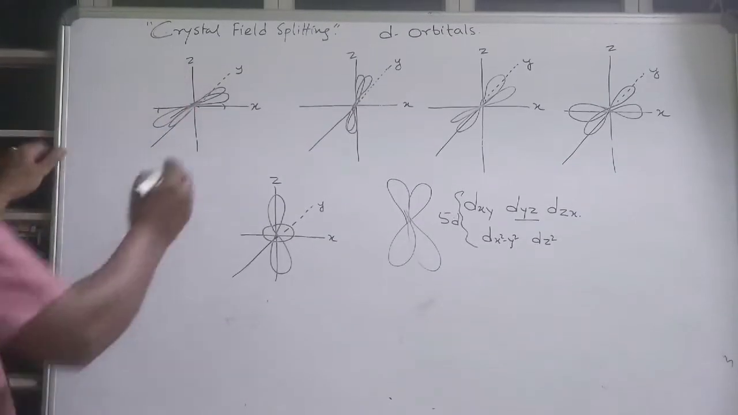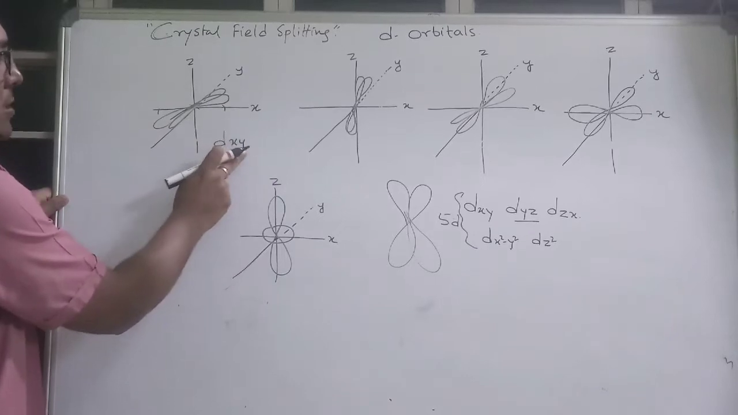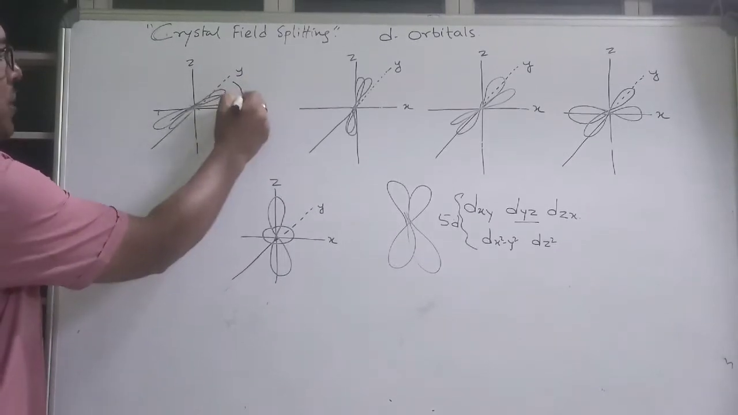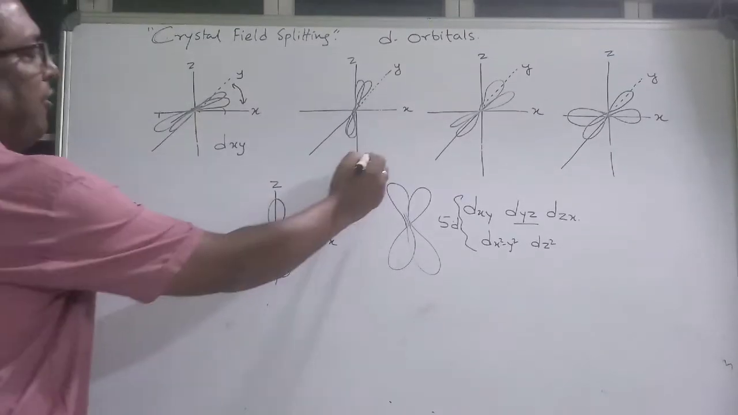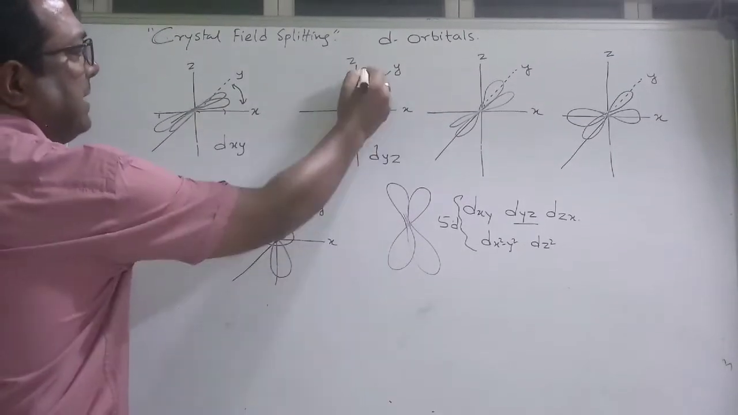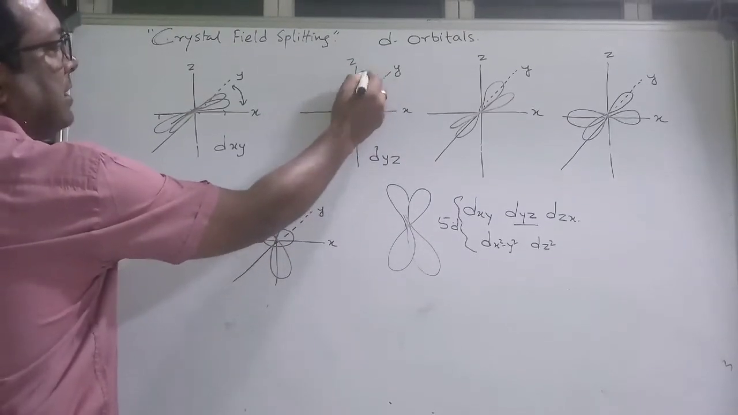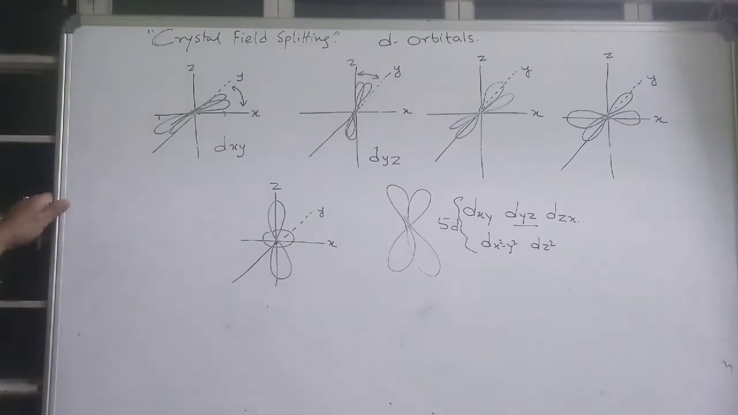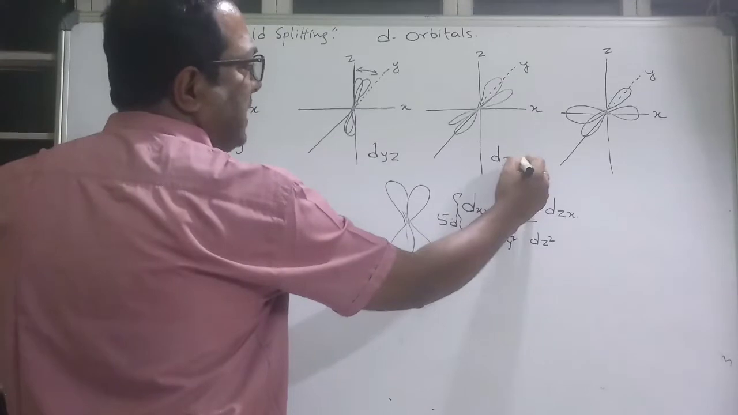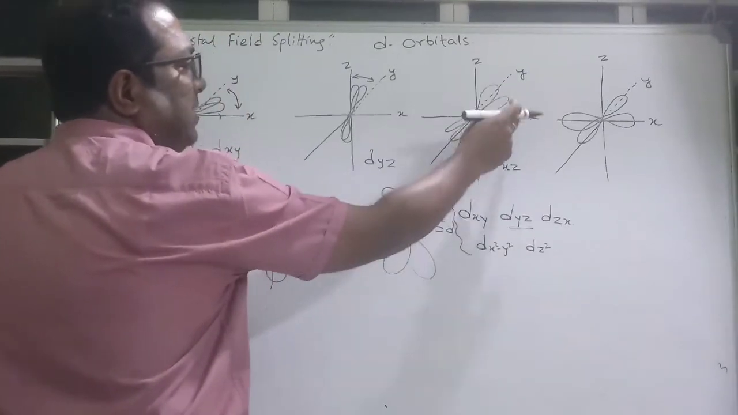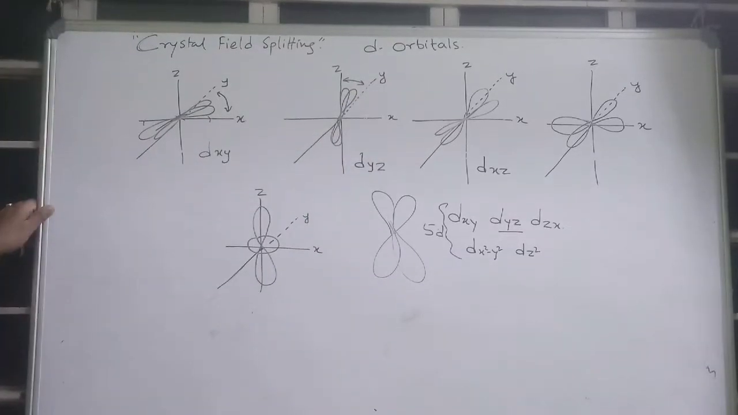So when I talk about dxy, that means it is neither on the x nor on the y, but in between x and y. When I go for dyz, that means it is neither on y nor z, it lies between y and z. And when you go for dxz, that means it is neither on x nor z, it is lying between x and z.